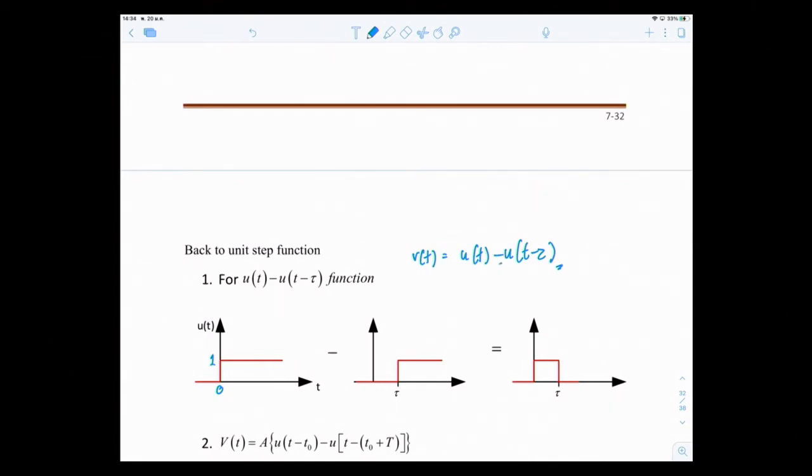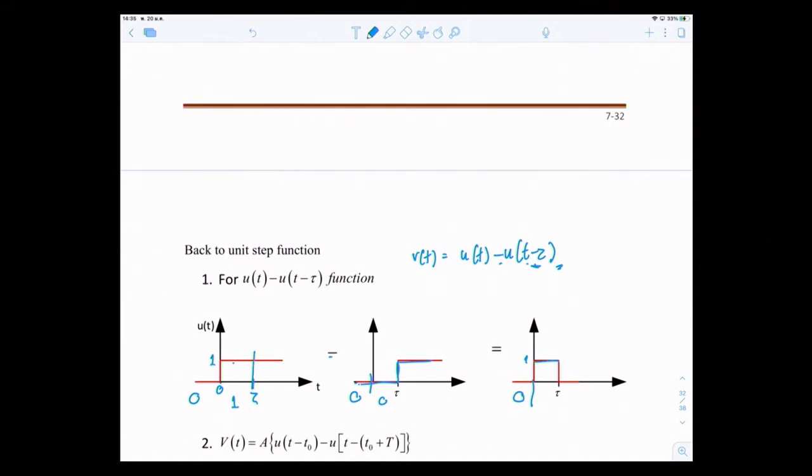Then minus, right, it's minus. Well, t minus tau means it's delayed by tau. So at t less than tau, it's 0, and it steps up at t greater than tau. Then I start subtracting. If it's less than 0, U of t is 0 right here, and this is also 0, so the answer is 0 right here. Between 0 and tau, U of t is 1, minus this, which is still 0, so 1 minus 0 is 1, so 1 up to tau.